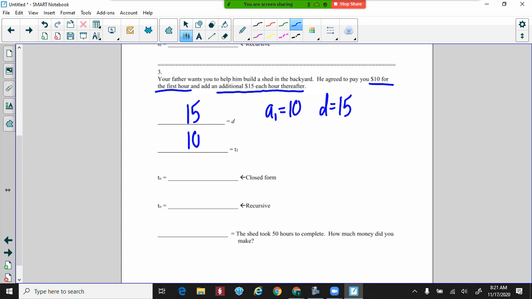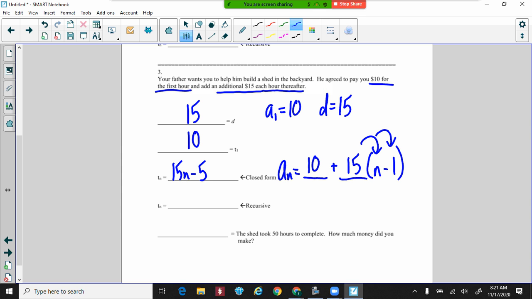So the first 2 blanks are already filled out for us. Then to find the closed form, this is very similar to what we just did. A of n equals something plus something times n minus 1. All right, so first term was 10, common difference 15. I'm going to distribute. I'm going to speed up a little bit because this is now starting to become repetition. So it ends up being 15n minus 5.